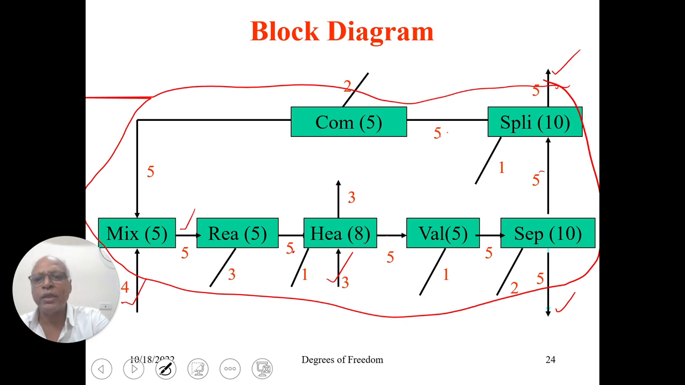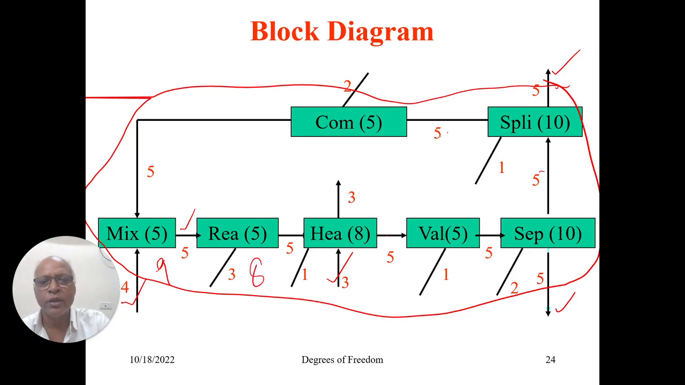So adding the degrees of freedom for each and individual unit will not give you the degrees of freedom. For example, what is the number of degrees of freedom for the mixer? 5 plus 4 plus 5 is the total number of variables, which is 14, minus 5. So the number of degrees of freedom is 9. In other words, both the input streams. Similarly, what is the degrees of freedom associated with this? 5 plus 3, 8. What is the number of degrees of freedom associated with this? It is equal to 5 plus 1 plus 3, 9. Degrees of freedom here, 6. Degrees of freedom here, 7.